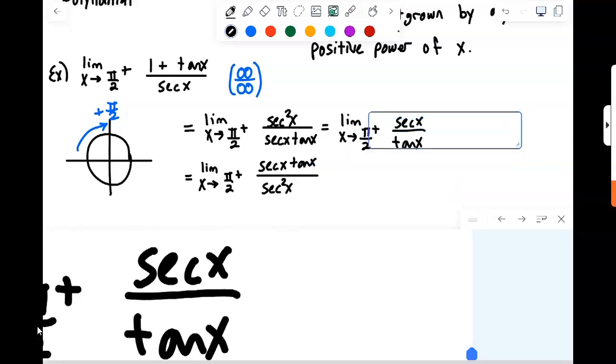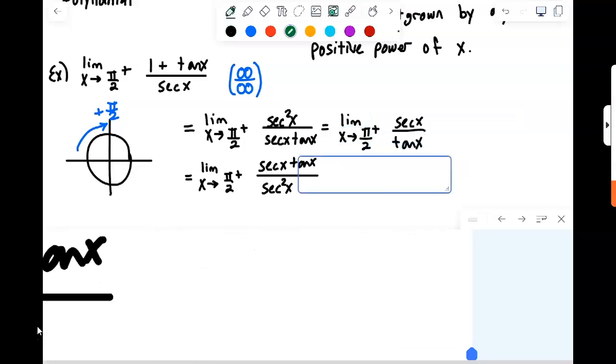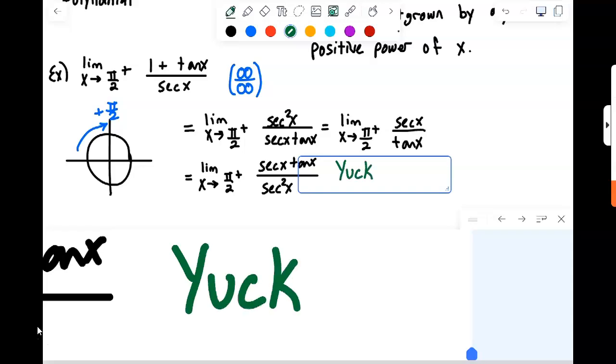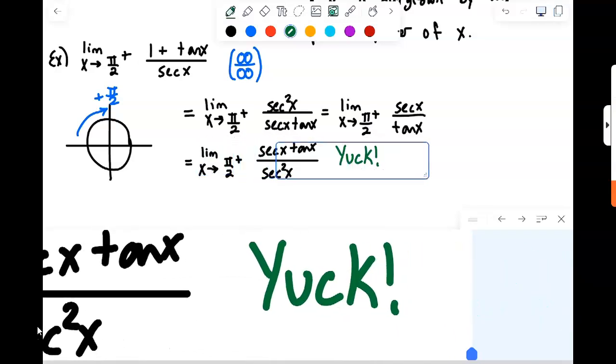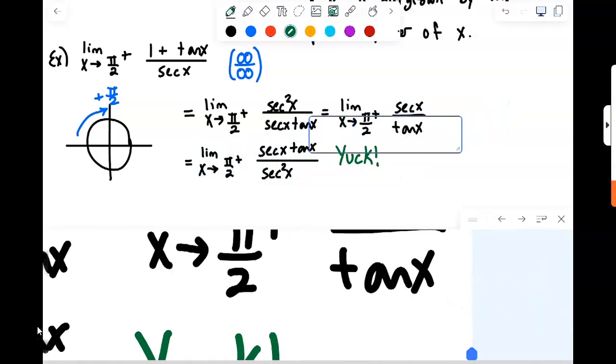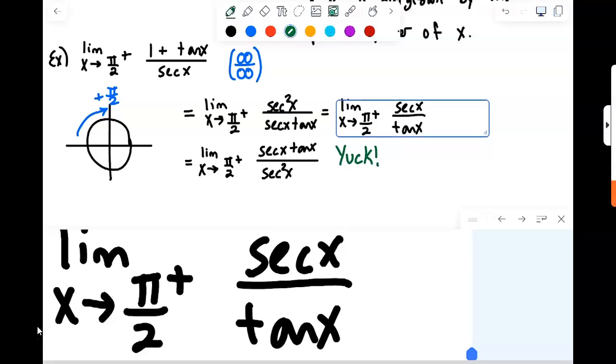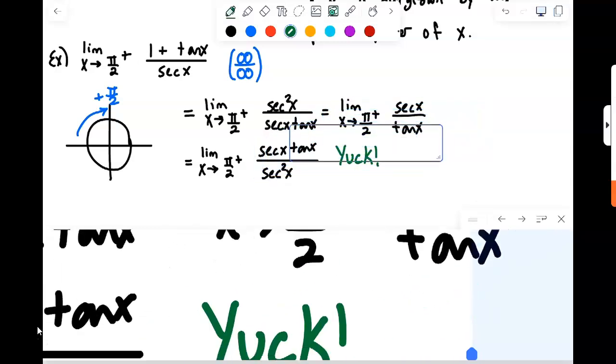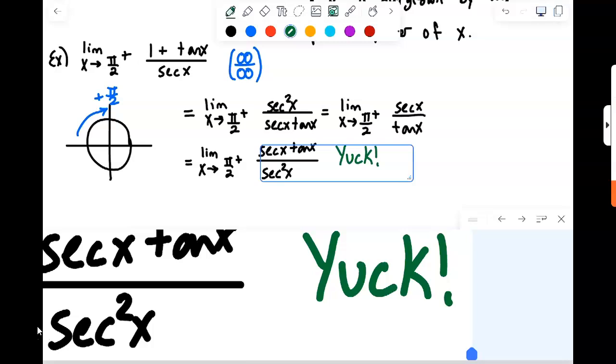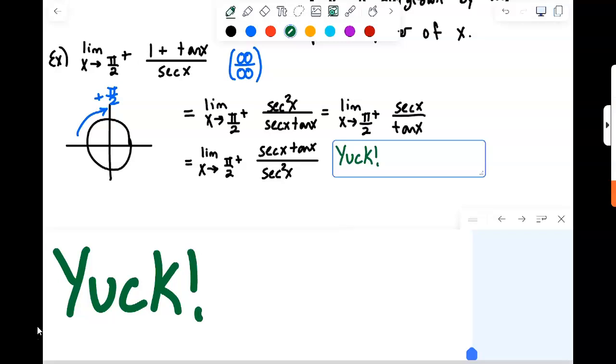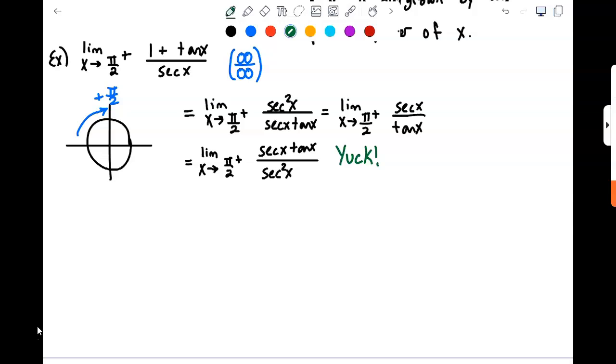All right? So, yuck. All right, we have this infinite cycle if we just keep trying to do L'Hopital's rule, because it's just going to keep being secant over tangent, tangent over secant, secant over tangent, tangent over secant, right? Over and over again. So that doesn't work. We've got to try something else. So L'Hopital's rule kind of falls a little apart here.